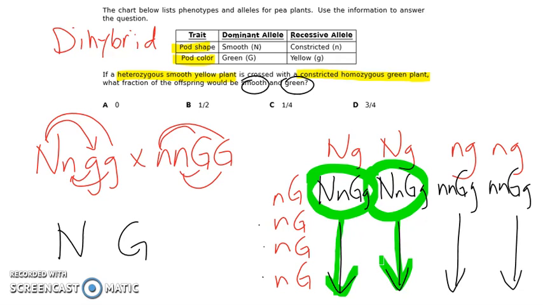But the last two columns are not, because they have homozygous recessive for constricted, so they would not be smooth. So it looks like it's half of our offspring population that would be smooth and green. So our answer here is B.